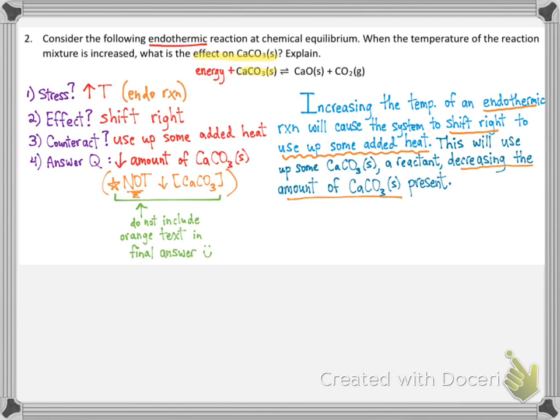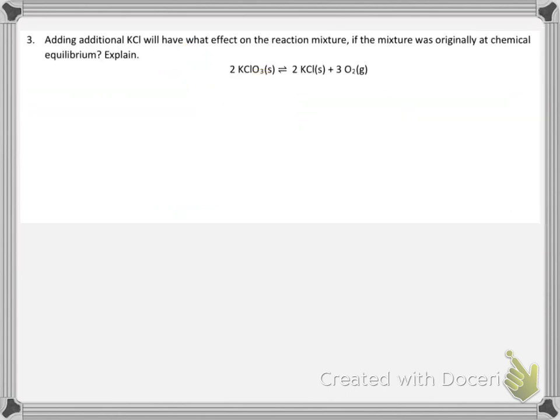And there you have it. My version says, increasing the temperature of an endothermic reaction will cause the system to shift right to use up some added heat. This will use up some of the calcium carbonate, a reactant, which will decrease the amount of calcium carbonate present. Done.